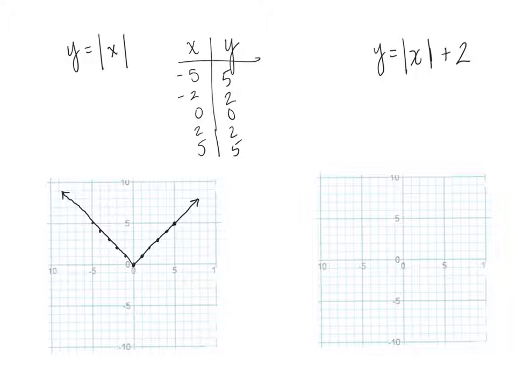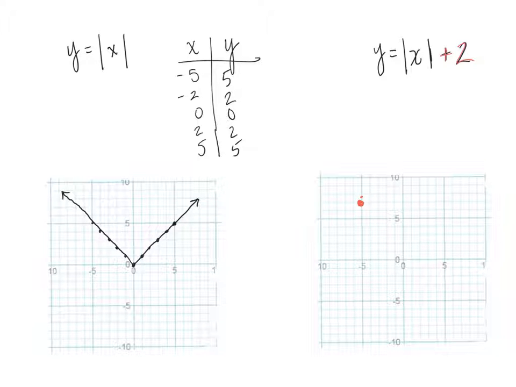What I'm doing here is I'm adding 2 to my y values. So looking at this table, when x is -5, what is my new y value? Well, hopefully you recognize that it's 5 plus 2, or 7. So when x is -5, down here, I'm going to end up moving up to a 7 on my y graph.